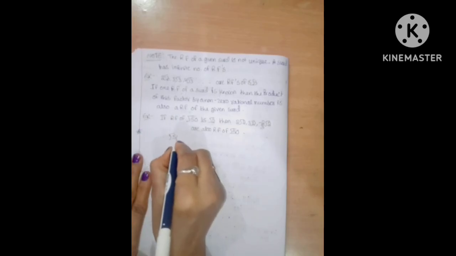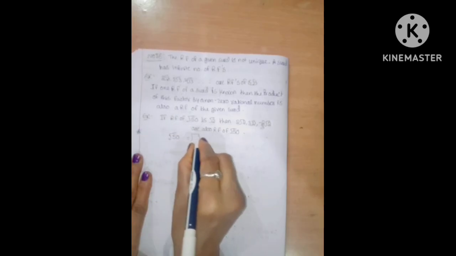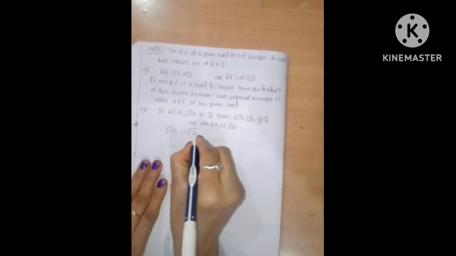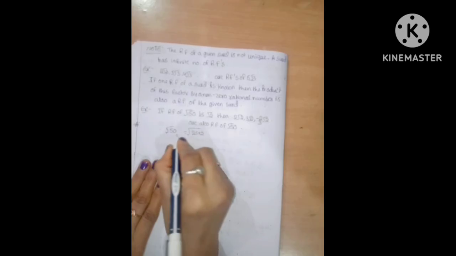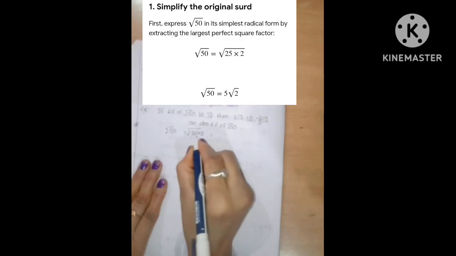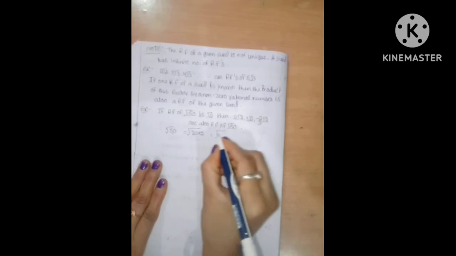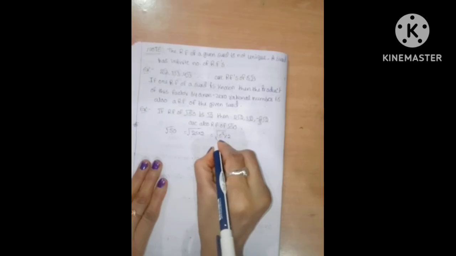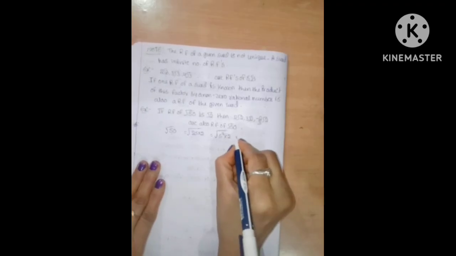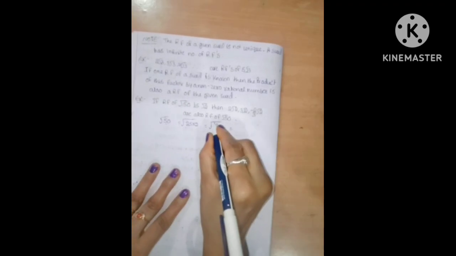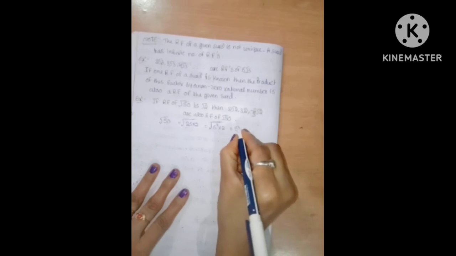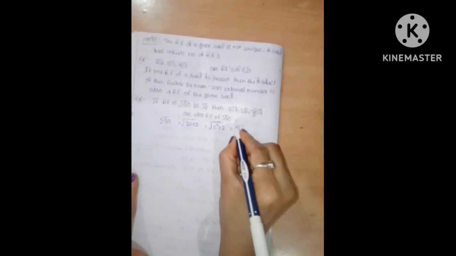Root 50 can be written as root of 25 into 2, which is nothing but 50 only. The root of 25 can be written as 5 square, so root of 5 square into 2. The root of 5 square without the root is just 5, giving 5 root 2. This is the surd part.